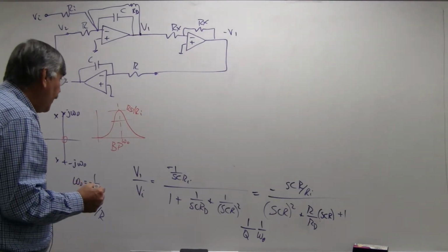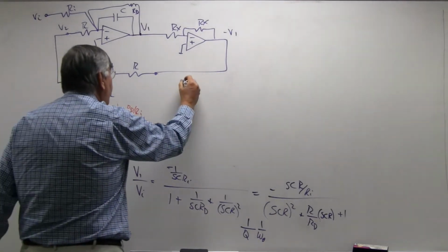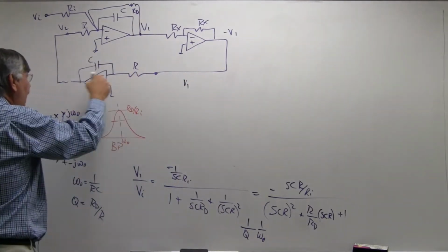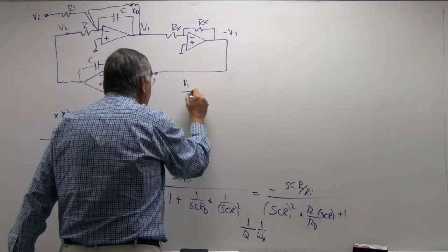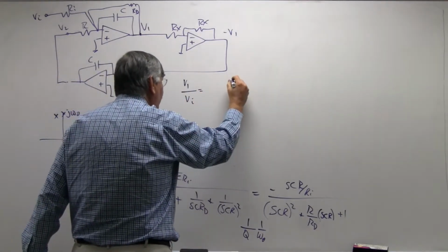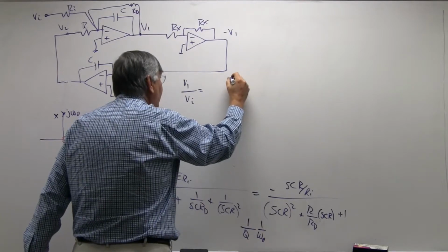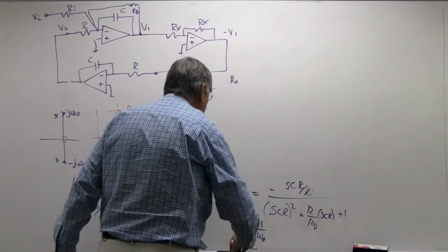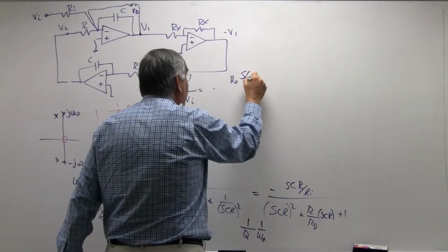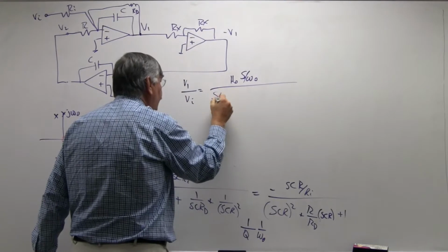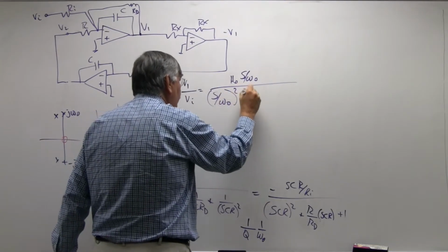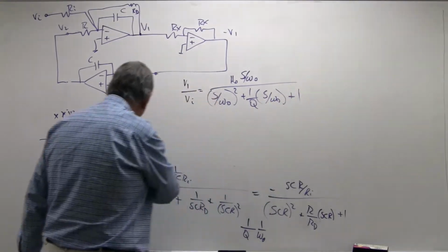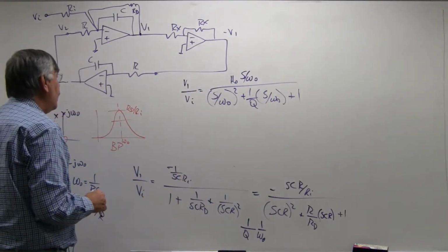One of the other things I can do is, if V1 is a bandpass output, and I integrate that, V1 over V sub I, just to summarize this, is some sort of H0 times, not Q, H0 times S over omega naught divided by S over omega naught squared plus 1 over Q, S over omega naught plus 1, where with these correspondences we have this thing working.